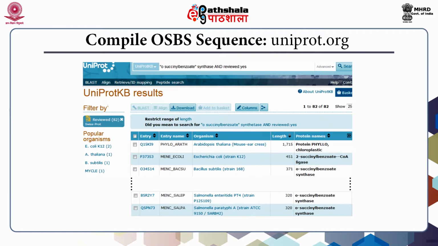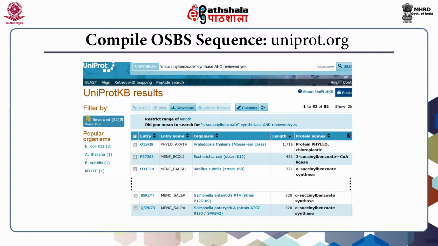Visit UniProt knowledge base and search for o-succinylbenzoate synthase. Limit the search to reviewed 82 and select 250 from the show drop-down list to display all 82 sequences in a single page. Now sort the entries on the basis of length. The first two entries with unusual length of 1715 and 451 do not belong to o-succinylbenzoate synthase.